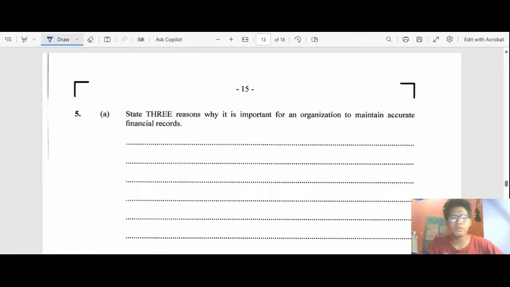All right, we did answer that. Let's move on to question 5. For this question, it says, state your reason why it is important for an organization to maintain accurate financial records.